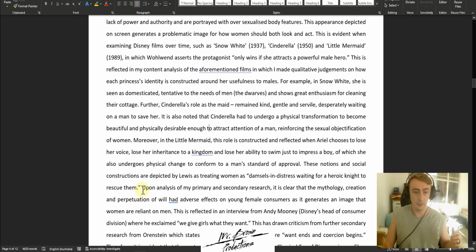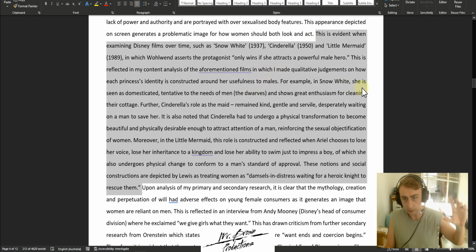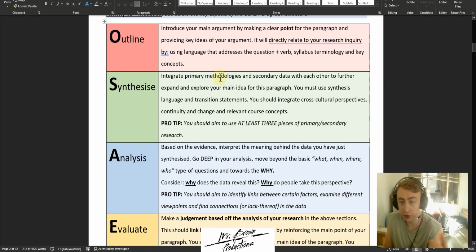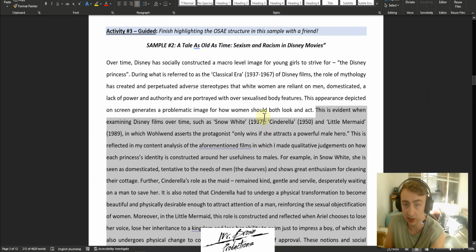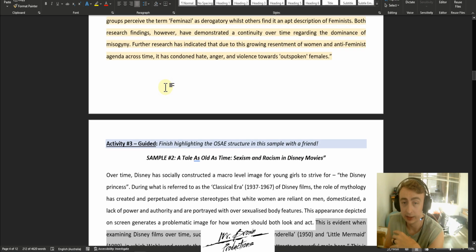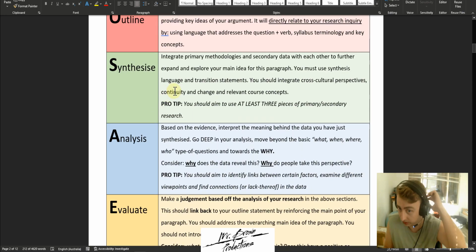Okay, so that whole part here should be highlighted in green. That's our synthesis, okay? So highlight that now. We've integrated primary and secondary research, tick, to further explore our main idea of the paragraph, which we note here was looking at the social construction of a Disney princess. So you can see that that synthesis relates to the point that they were making.